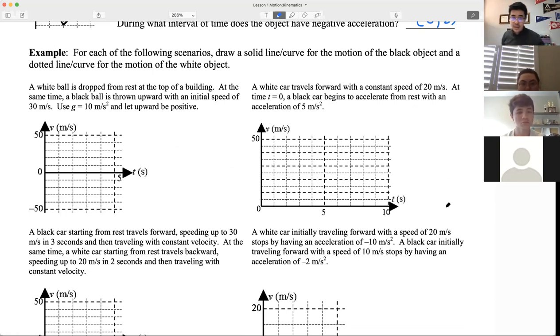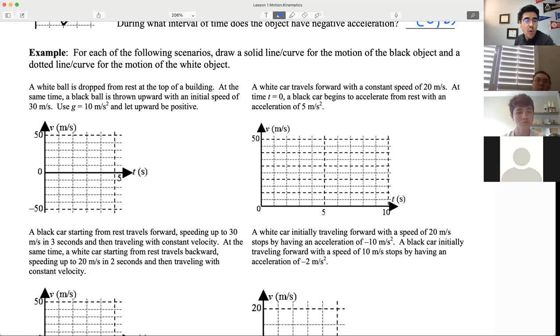Let's do a couple of these and then we'll move on to AP questions. A white ball is dropped from rest at the top of a building. At the same time, a black ball is thrown upward with initial speed of 30 meters per second. Use g equals 10 meters per second squared and let upward be positive. So we want to match the velocity versus time graph.